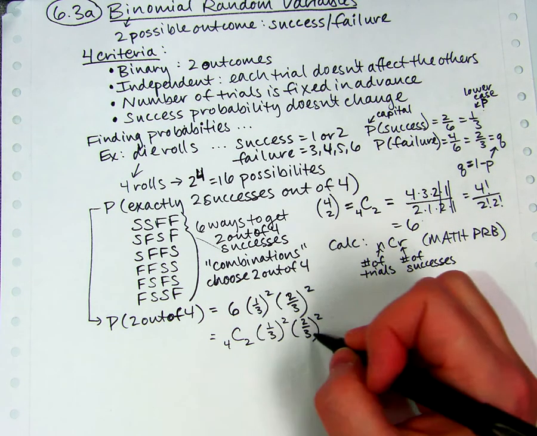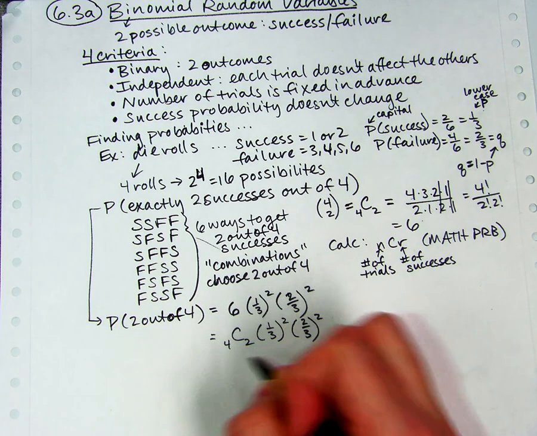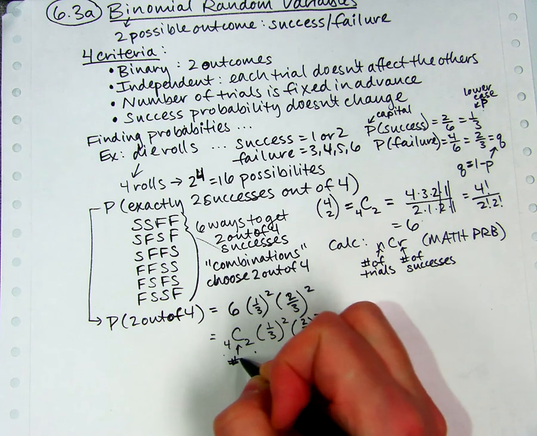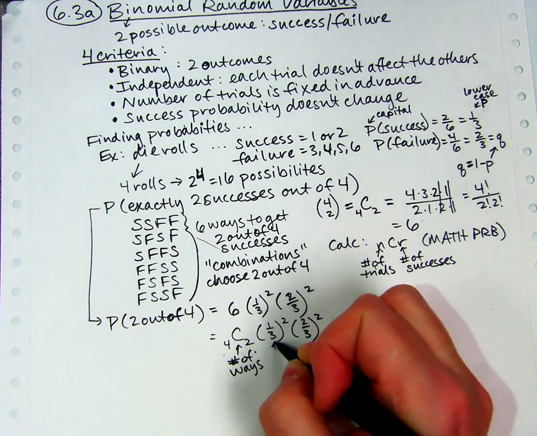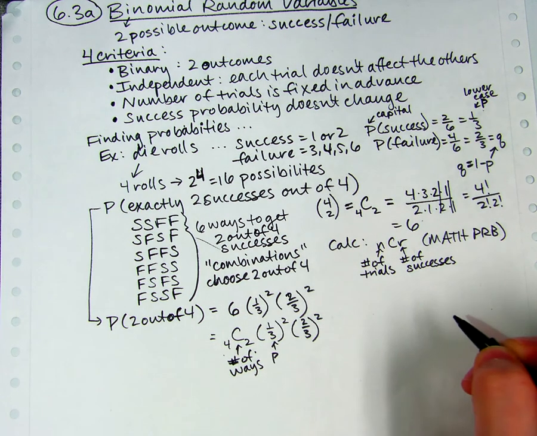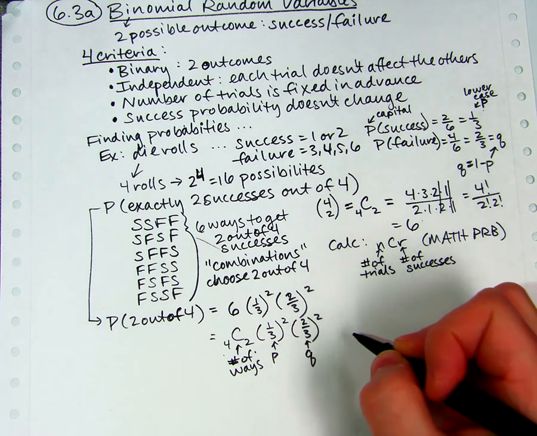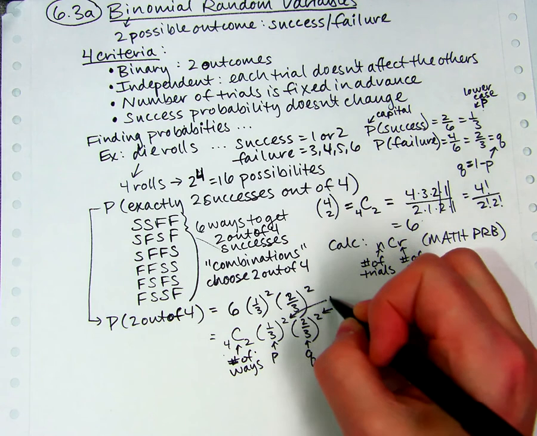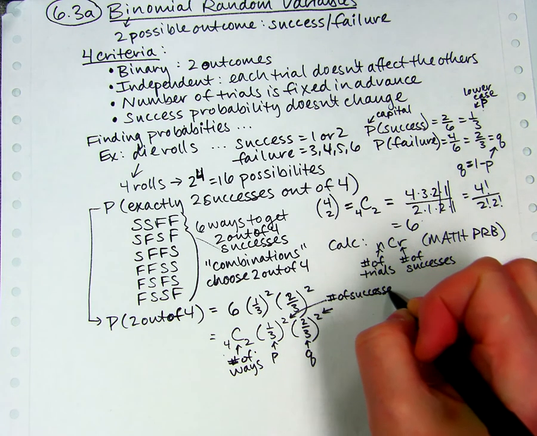So this thing, we've got the number of ways it could happen. Remember, trials and successes. So this is the number of ways it could happen, times the probability of success, which is P. This is the probability of failure, which is Q. This is how many failures and how many successes, which really makes sense if you think about it.